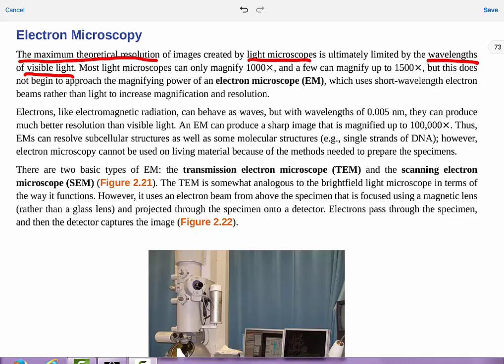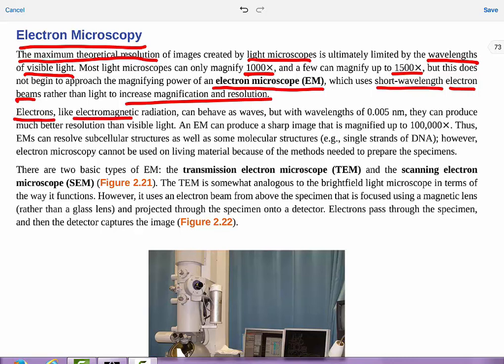Most light microscopes can only magnify to 1000x, and a few can magnify up to 1500x. But this does not even closely resemble what we can get from an electron microscope, or EM. These use short wavelength electron beams rather than light to increase magnification and resolution. So we have moved from light microscopes, and now we're talking about electron microscopes. These use electron beams, so we're shooting electrons at a specimen.